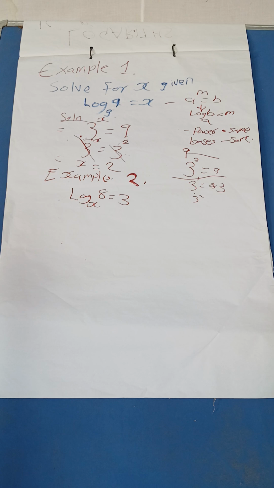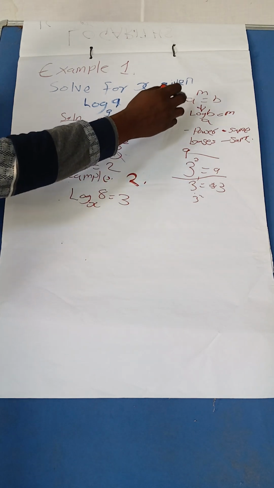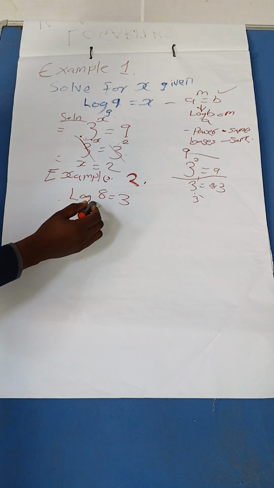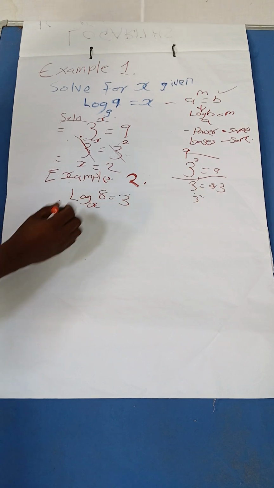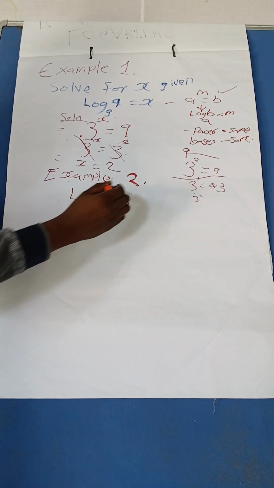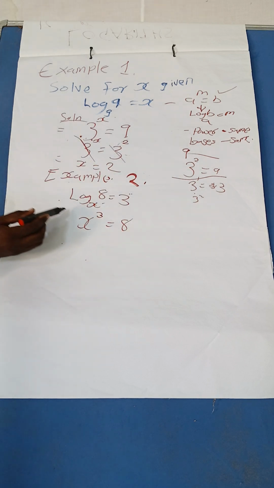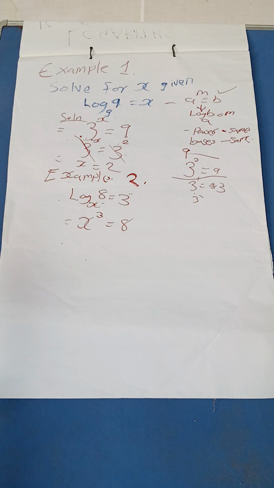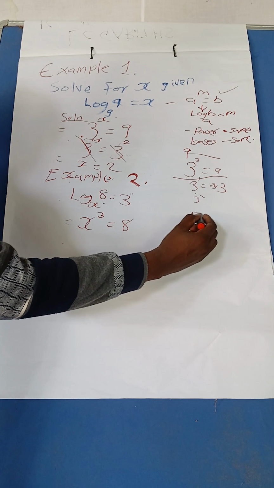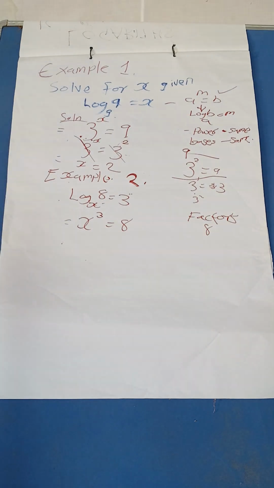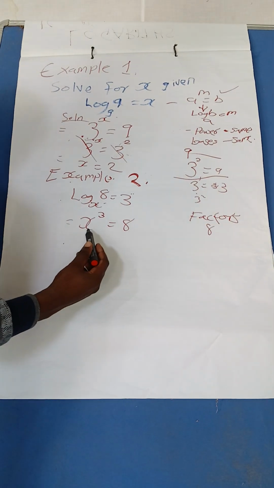The same thing, we are going to treat this one here. How do you treat this? The base to the power of this, so it will be x power 3 is equal to 8. Very simple. If x power 3 is equal to 8, now we have to look for factors of 8.